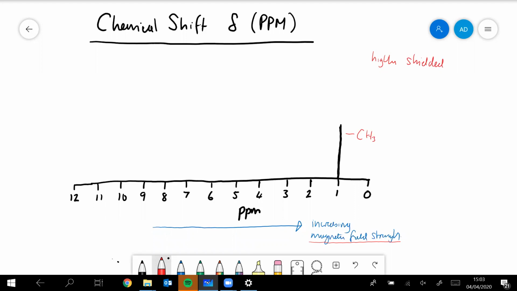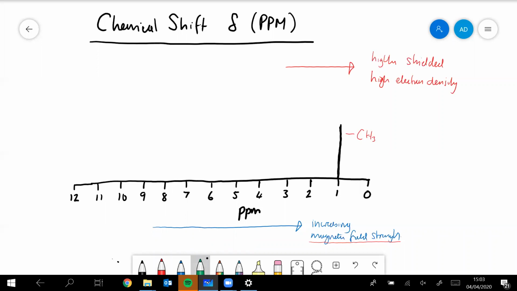They're highly shielded. That means there's a high electron density around them, and those electrons block out the external magnetic field. So you need a stronger external field in order to make them absorb the radio waves, because all these electrons, this high electron density, is blocking out the external magnetic field. So here we've got our highly shielded protons, if you like.